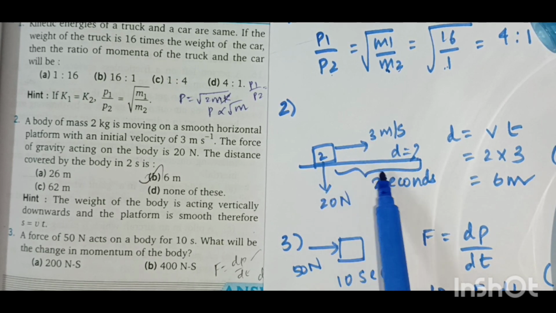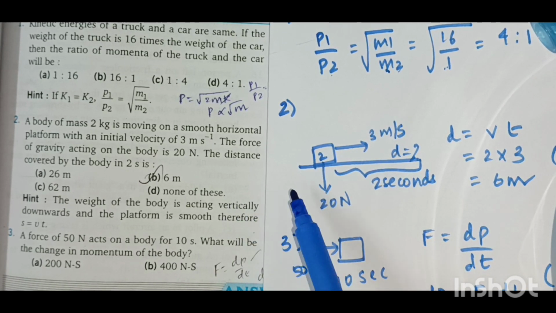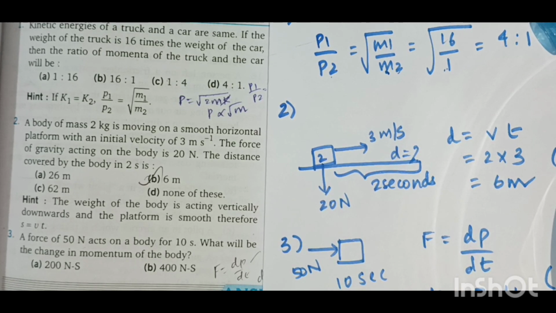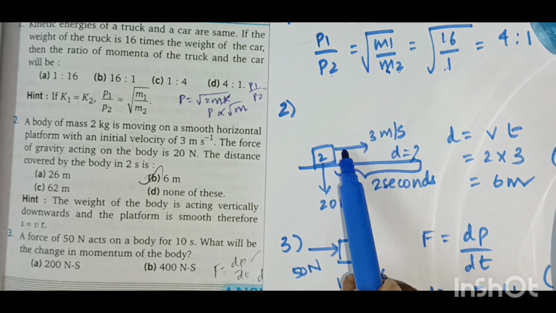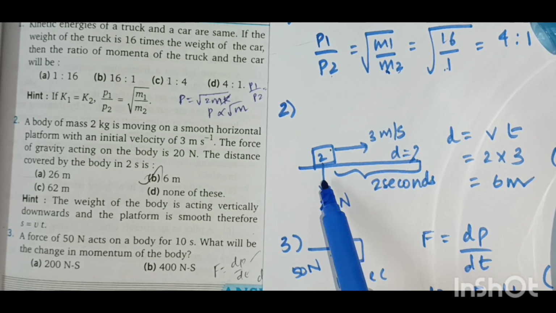and they are asking how much distance will it cover in 2 seconds, and they are giving the force of gravity is 20 Newton. Yes, absolutely it is 20 Newton because 2 into 10 will be 20 and it is vertically downwards. And see, this is the direction of force. So this is the direction of velocity and this is the direction of motion. So there is no relation of the direction of force and velocity.